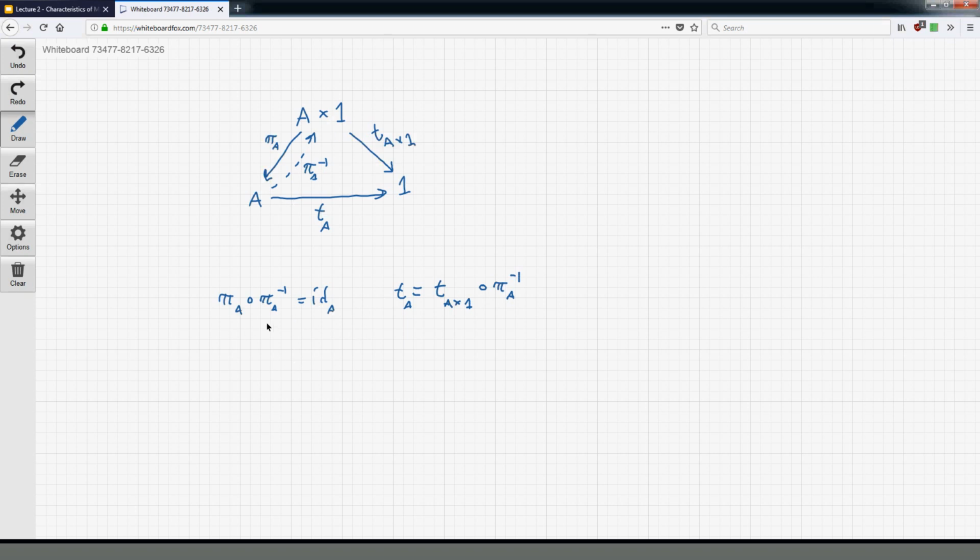Now we want to prove essentially the other way, the other rule for the composition of inverses, which is that the composition in the other order should be the identity of the product here. How are we going to do that?